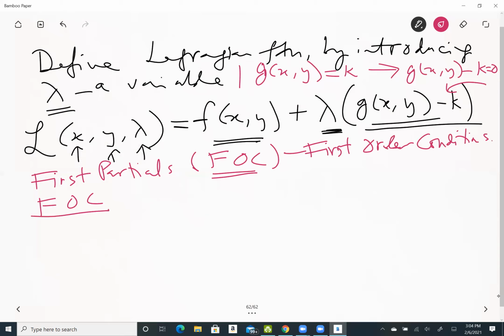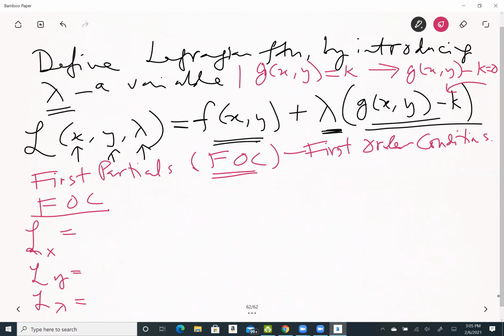Now, you take the partial derivative of the L, the Lagrangian function, with respect to the variables. How many variables do we have? We have 3, so we do it for all 3. Number 1, I take the derivative of the L with respect to x. Then I take the derivative of the L with respect to y. Finally, I take the derivative of L with respect to lambda. So that is what we're going to do.